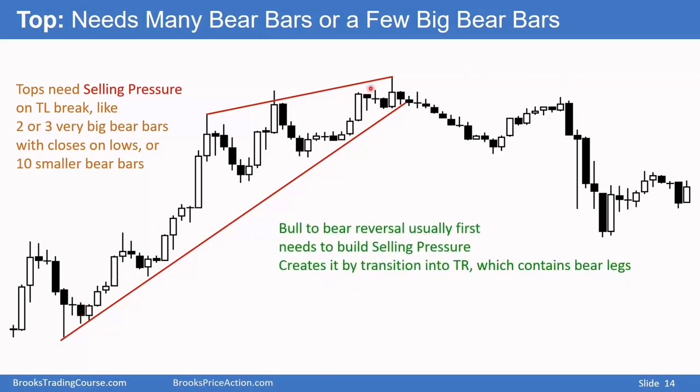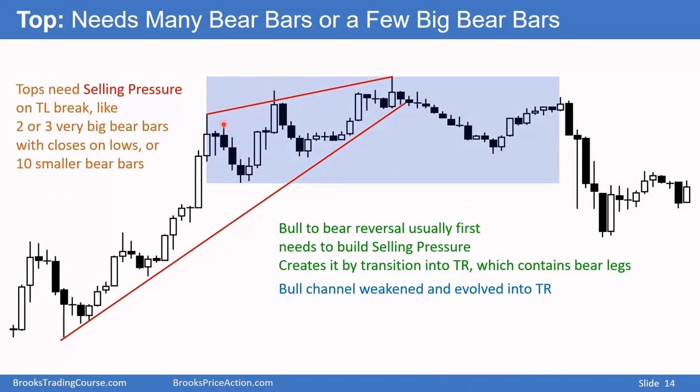For a bull to bear reversal, usually you need some selling pressure first, and it usually comes during the formation of a trading range. So bull trend and then trading range, it began here. And then after there's a trading range, the bears can accumulate enough selling pressure to take control and form a bear trend.